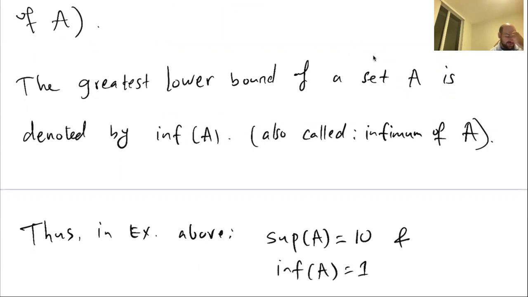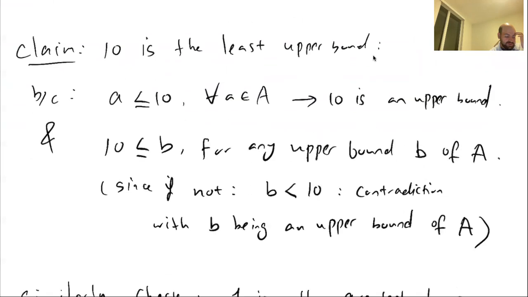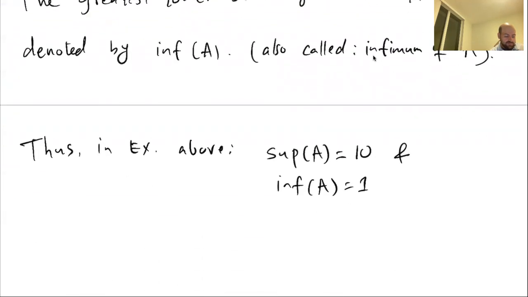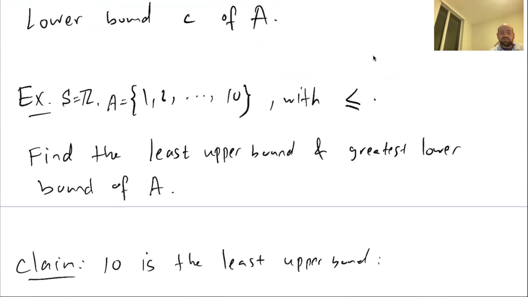One thing I want you to notice is that in this example, 10 is also the maximum element of A, which turns out to be the supremum as well. And 1 is the minimum element, which turns out to be the infimum as well. This is always true: maximum is always supremum, and minimum is always infimum, if they exist. So supremum is not necessarily maximum, however, and infimum is not necessarily minimum. One direction holds, the other direction no.